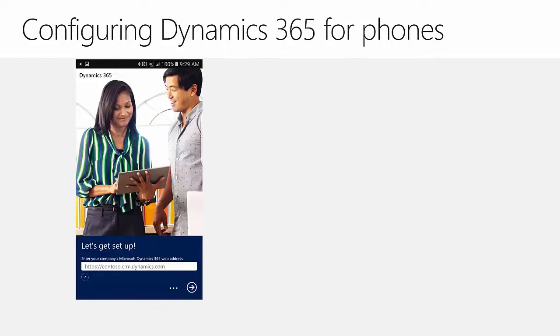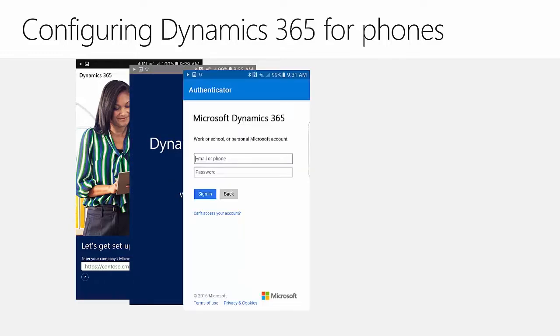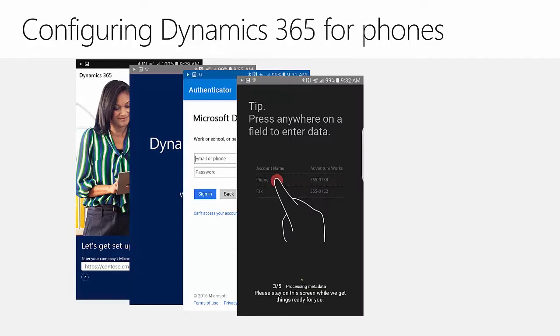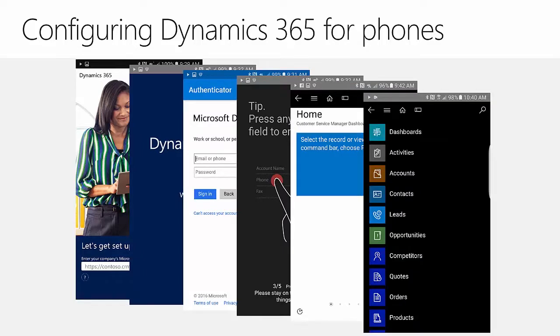Here are some screenshots of configuring Dynamics 365 for phones. This screen prompts the user to enter the URL for Dynamics 365. This is the same URL as the one used to connect to Dynamics 365 in a web browser. After a quick screen to establish the connection, the user will sign in. And all being well, the app will be finally configured and all of the sections displayed to the user.